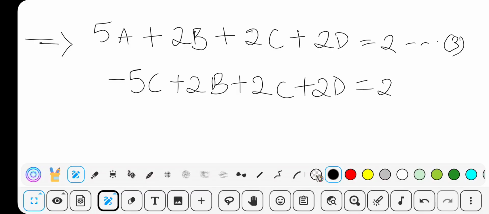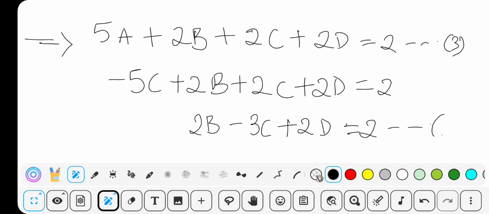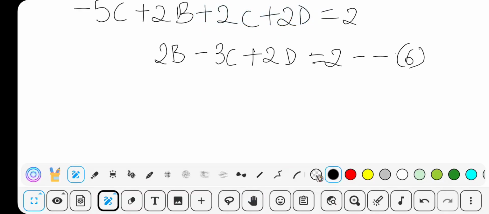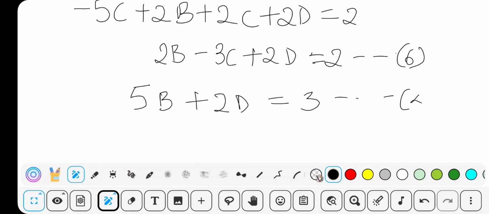And then simplifying further gives 2b minus 3c plus 2d is equal to 2. Call this equation 6. From equation 4, 5b plus 2d is equal to 3.